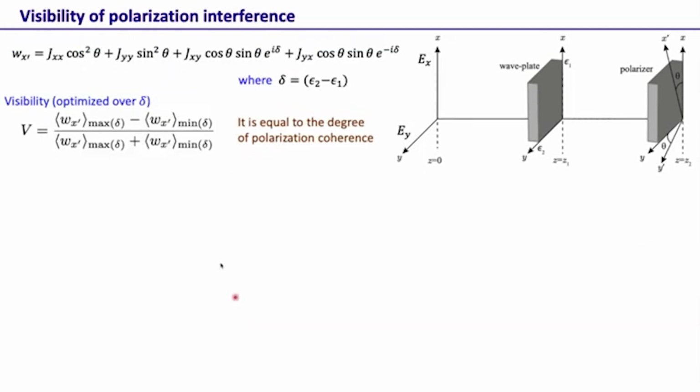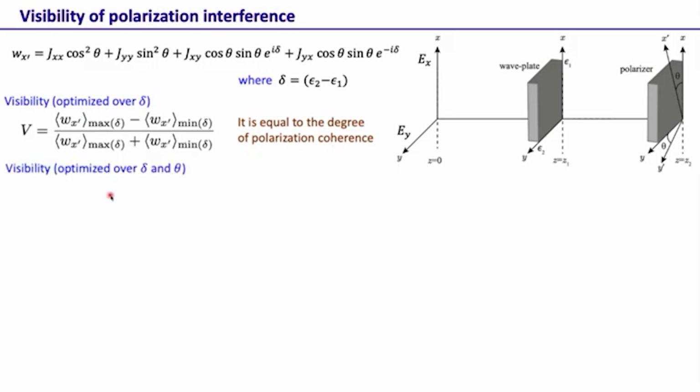So today I'm planning to do the visibility of polarization interference in some more detail. So here is the polarization interference, here is the intensity that comes out of the polarizer, and that's the visibility that we have defined after optimizing over delta, and this visibility is equal to the degree of polarization coherence.